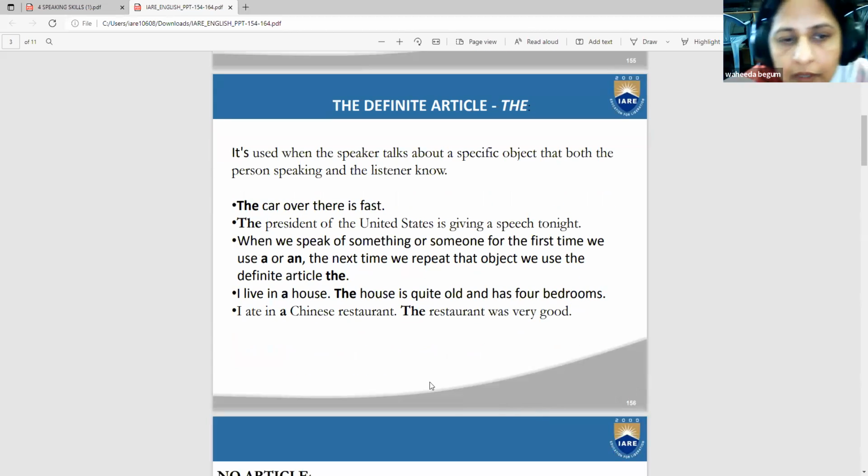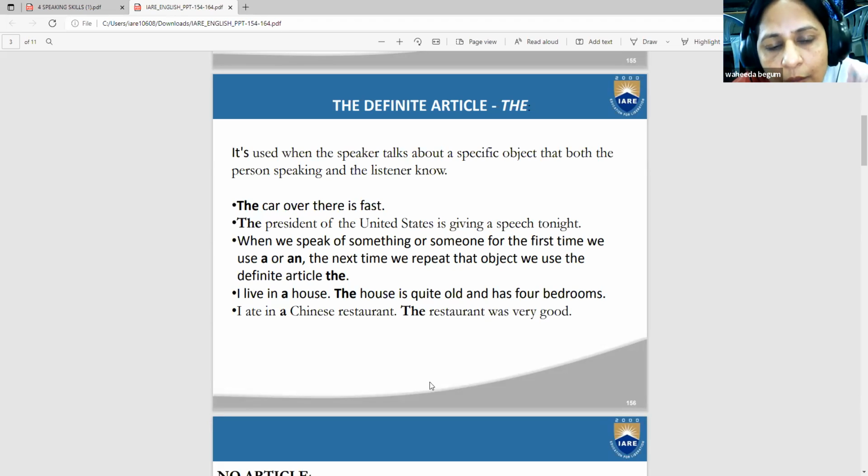The house is quite old and has 4 bedrooms. I'm talking about the house I live in now. So in the first instance, when I'm starting the sentence and referring to the house, I use an indefinite article. If it is a sound starting with a consonant, then I start with a; if it starts with a vowel, I start with an indefinite article.